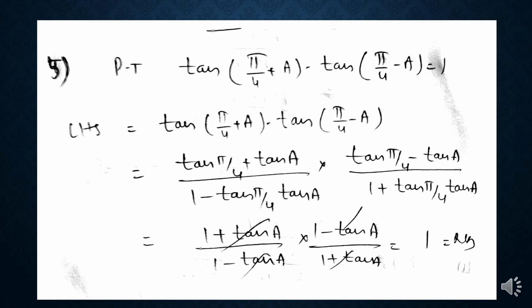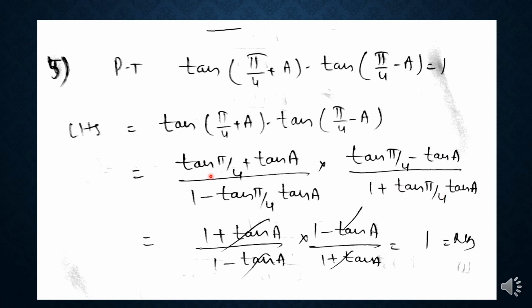By applying the tan of a plus b and tan of a minus b formulas here, we will get tan pi by 4 plus tan a by 1 minus tan pi by 4 tan a. This is tan a plus tan b by 1 minus tan a into tan b, into, this is in the form of tan of a minus b. What is tan of a minus b? Tan a minus tan b by 1 plus tan a into tan b. A is equal to pi by 4 and b is equal to a.